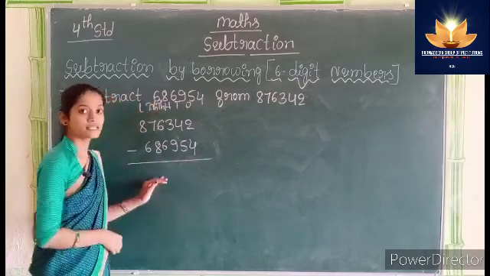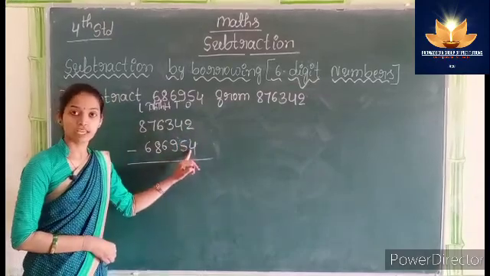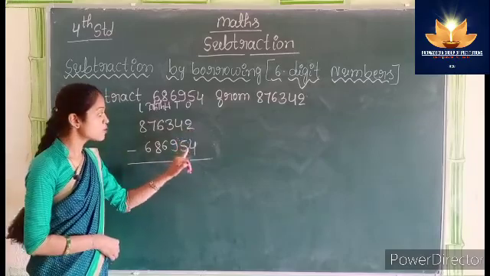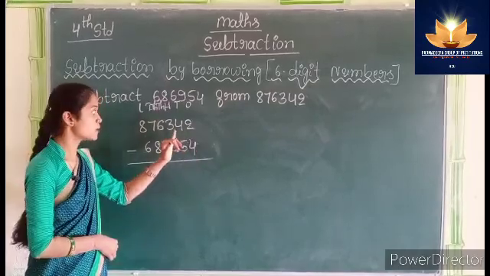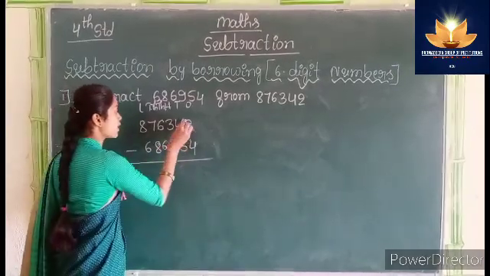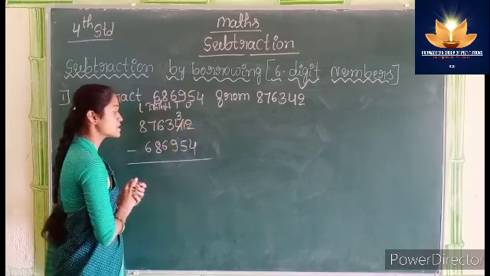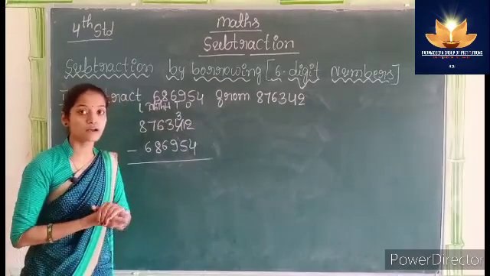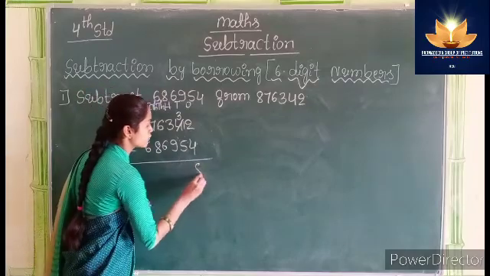First we have to subtract ones place, right? 2 minus 4. We cannot subtract 4 from this 2. Why? Because 4 is greater than this 2. That's why we have to borrow 1 ten from this 4 tens. Here we have left 3 tens. These 2 ones become 12 ones. Subtract this 4 ones from this 12 ones. 12 minus 4 that is 8 and that 8 should be written in ones place.